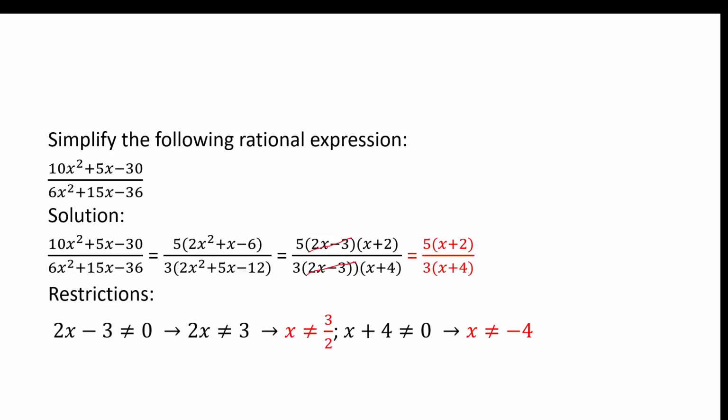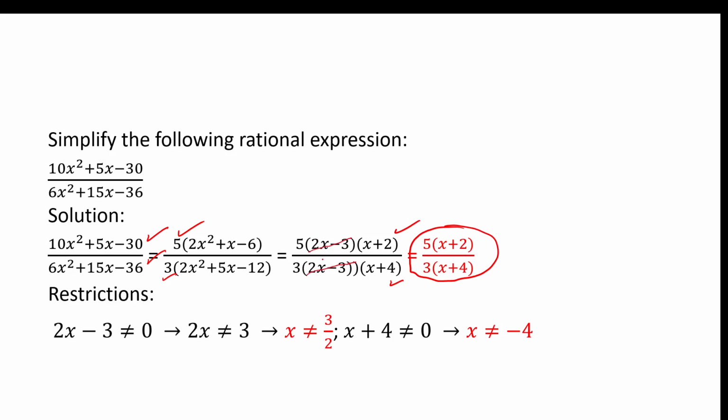Now, what if we have the rational expression shown? Well, we see here an opportunity in the numerator, first to common factor out a 5, and in the denominator to common factor out a 3. Then we see an opportunity to do complex trinomial factoring in the numerator and complex trinomial factoring in the denominator. And we're left with this expression right here, 5 times x plus 2 over 3 times x plus 4.